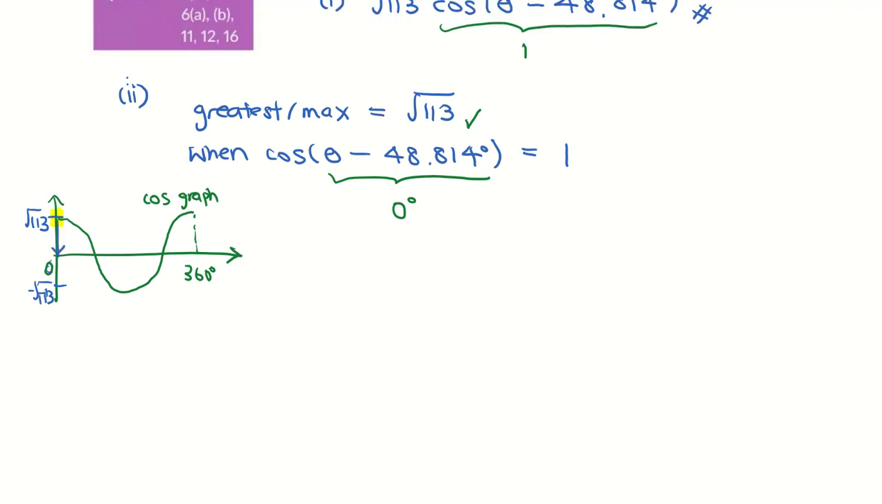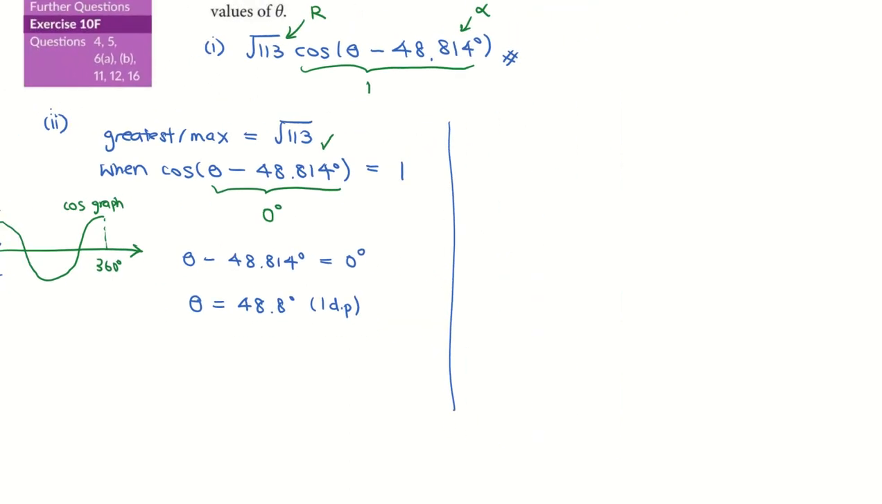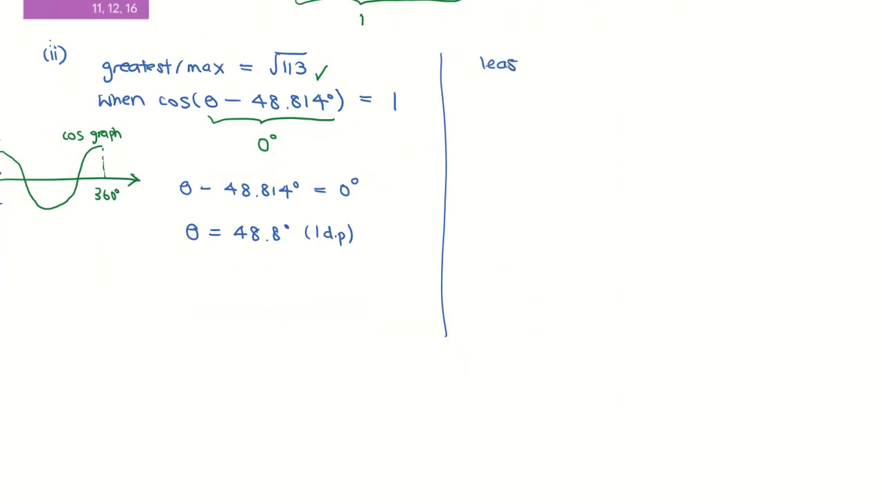So we will write theta minus 48.814 degrees equals 0. And afterwards, what do we do? Solve for theta. Theta is 48.8 degrees to 1 dp. Okay, I'm done for the greatest. Let's focus on the least value now. Least, also known as minimum value, is negative root 113.